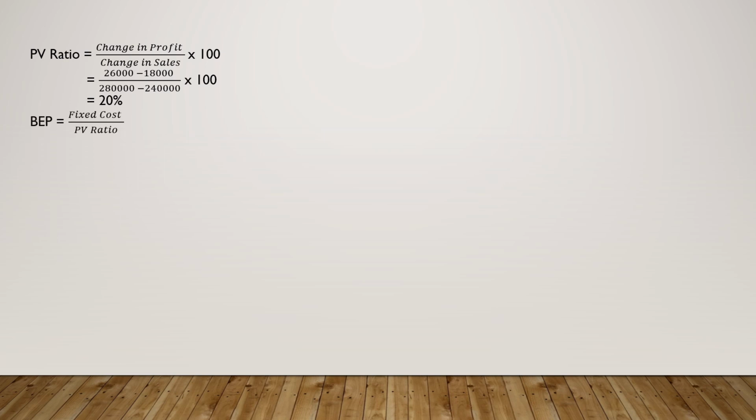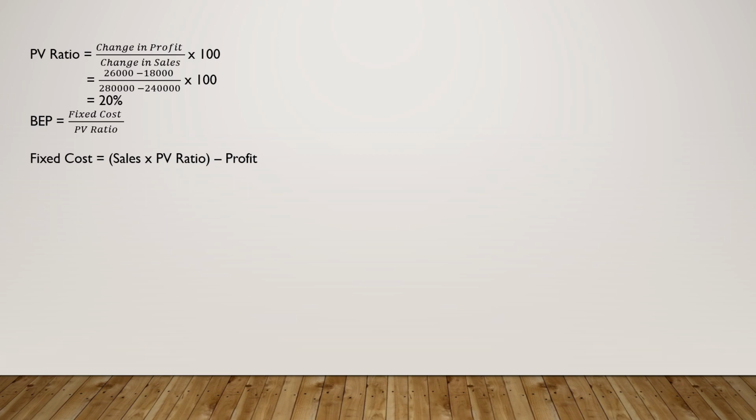Now the second thing which we need to calculate is fixed cost divided by PV ratio. So if you remember, in our question, profit and sales are the only data given. There is no fixed cost given in the question. So to calculate break-even point, we require fixed cost and PV ratio. PV ratio we got 20%, fixed cost we need to calculate. So first we'll calculate fixed cost.